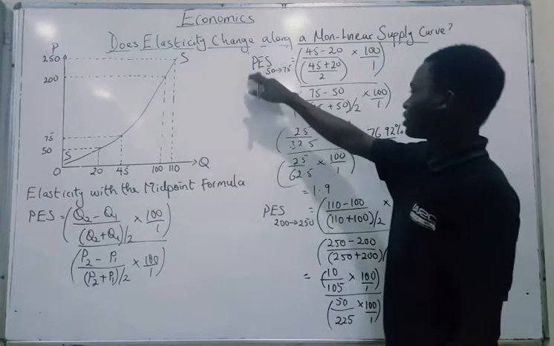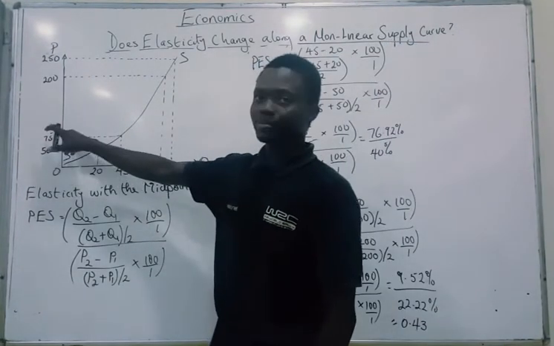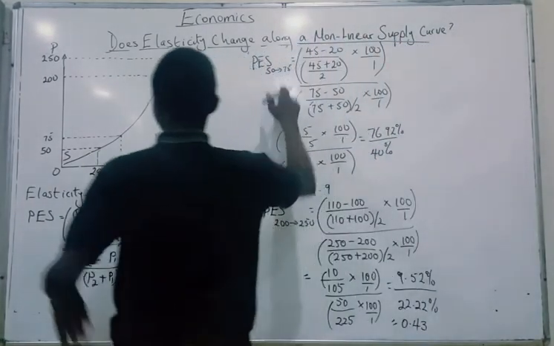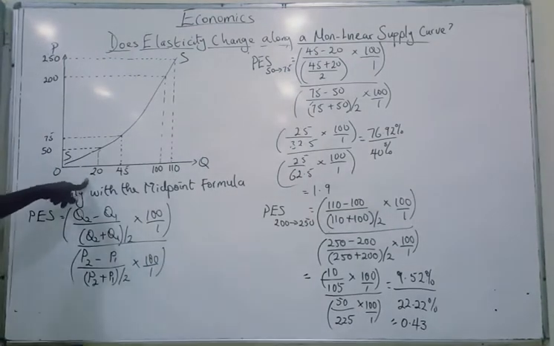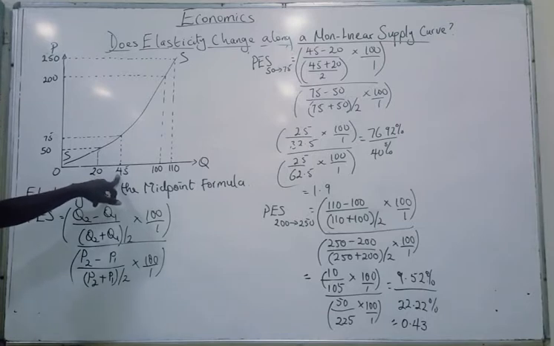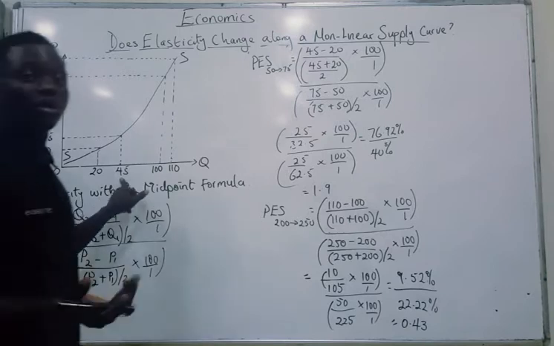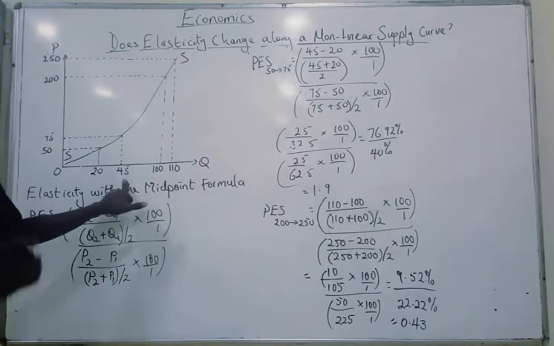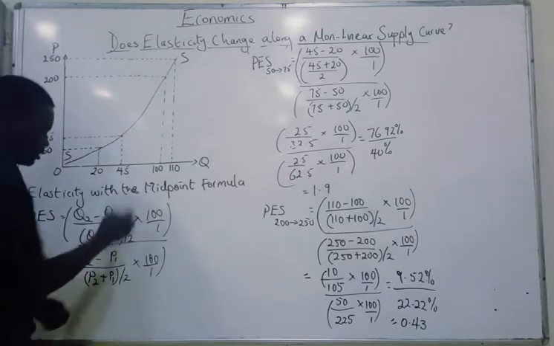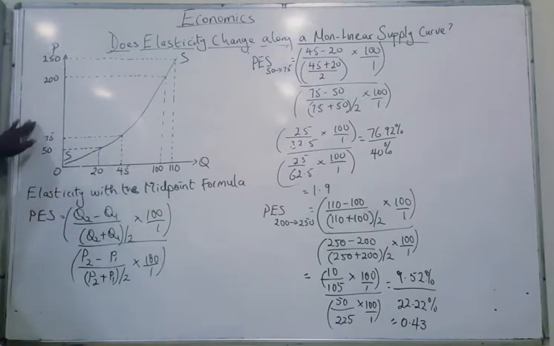Now I want to check what is the price elasticity of supply when the price was 50 and then the price became 75. When the price was 50, what do we have? 20 units of this commodity was produced, and then the price is 75 now, and 45 units of it was produced. Okay, this is to tell us that based on the law of supply, an increase in price of the commodity, other things being equal, will lead to an increase in the quantity supplied of that commodity.